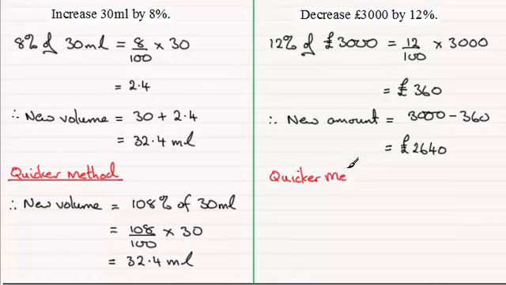And that quicker method is going to be similar to what we did previously. Only with this one, if we're decreasing something or reducing something, in this case by 12%, we think of the original quantity, £3,000, as being 100%, and we take off 12% off that 100%. In other words, we've got 88%. So that new amount, let's just put it down here, therefore the new amount will be equal to 88% of the £3,000.